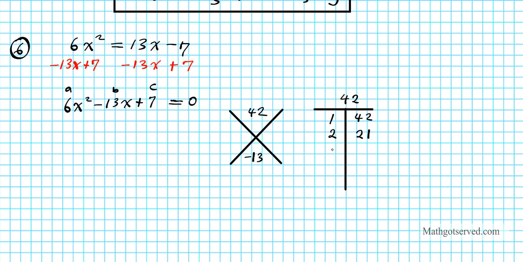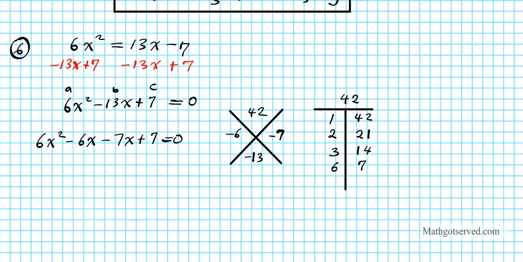3 times 14 doesn't work either, this gives me 17 or 11. Let's try 6 times 7. 6 times 7 works because 6 plus 7 is 13. So let's use 6 and 7. What works here? They both have to be negative. So we're going to have 6x squared minus 6x minus 7x plus 7 equals 0.